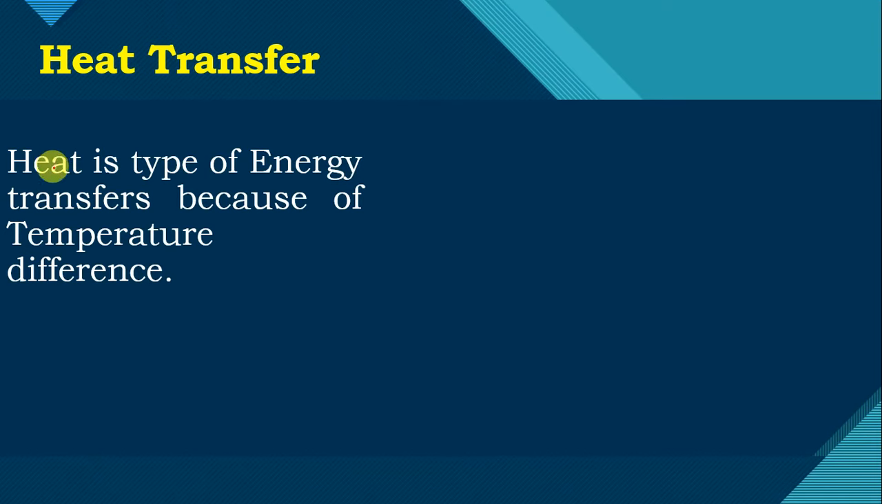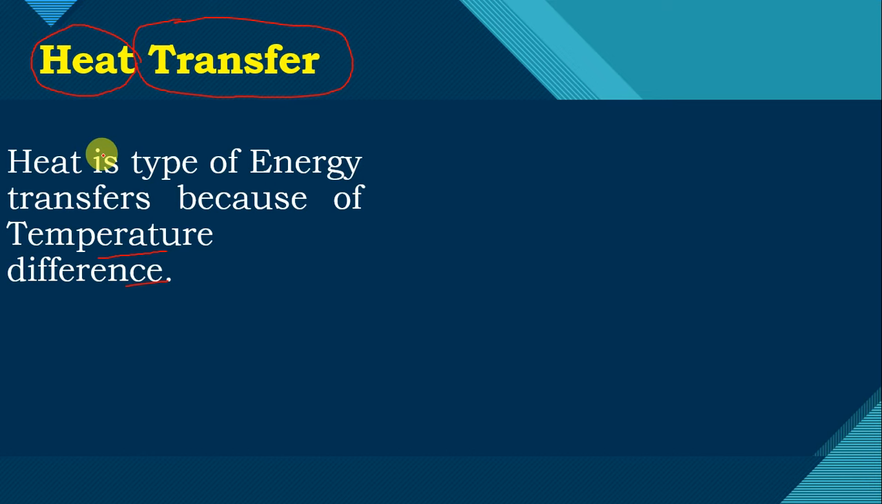If you see, heat transfer has two words, the first is heat and the other is transfer. So what is meant by heat? Heat is a type of energy that transfers because of a temperature difference. So it's a type of energy. Type of energy means what? We know there are various types of energy like potential energy, kinetic energy, mechanical energy, etc.